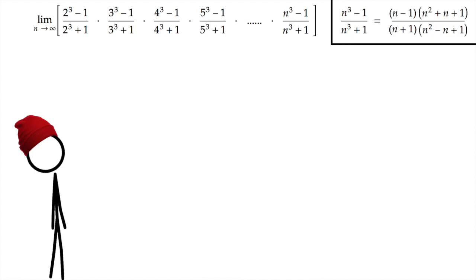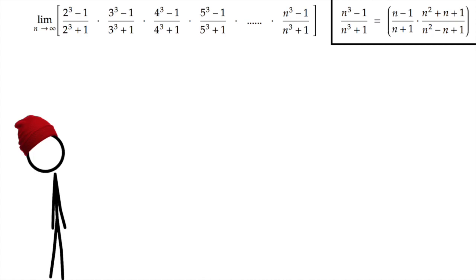Yeah. And now we can split this big fraction into two smaller fractions, n minus 1 over n plus 1 times n squared plus n plus 1 over n squared minus n plus 1. Yeah, I guess. But now what? Well, believe it or not, that's it. That's actually all the tricky stuff we need to do.